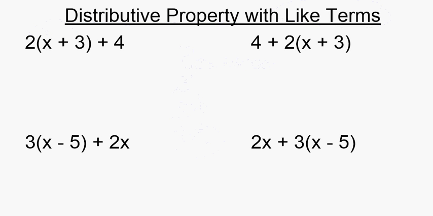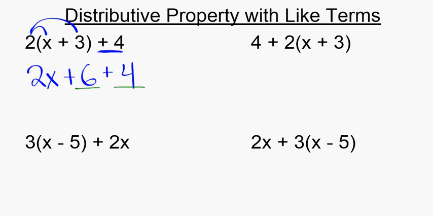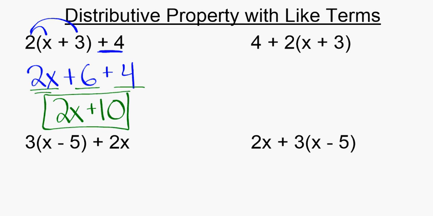So let's go ahead and distribute 2 times x and 2 times 3. We should get 2x plus 6. And then don't forget the rest of this problem now says plus 4. So after using the distributive property, we are allowed to go ahead and combine like terms. Our 6 and 4 are like terms. The 2x does not have any other terms, so the 2x remains the same. The 6 and 4 combine to make 10.